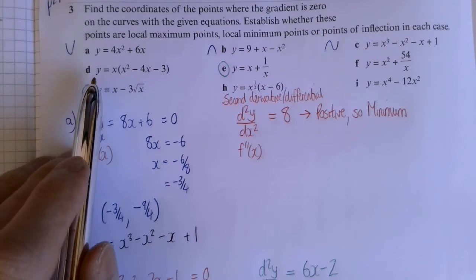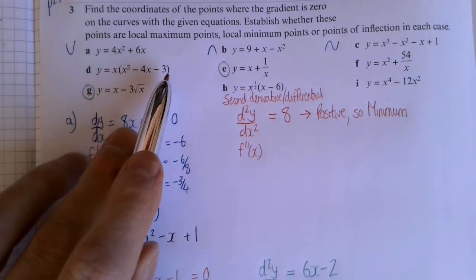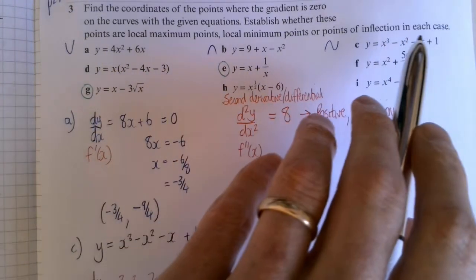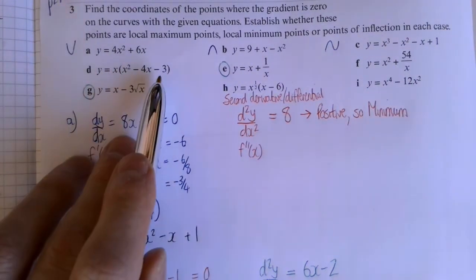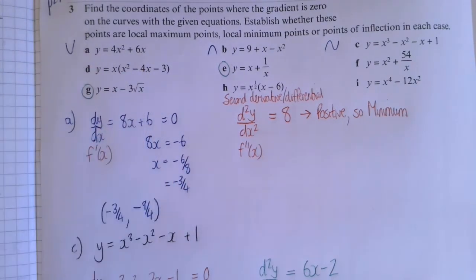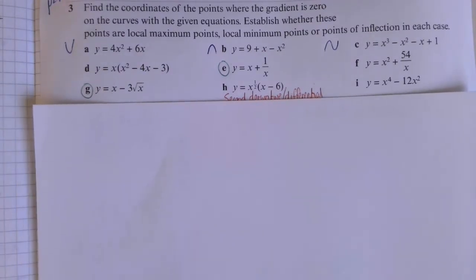Now you may choose to do D. Don't forget to multiply this out. Don't try and differentiate until you've got terms that are added or subtracted. So we would multiply that out. You'd get x cubed minus 4x squared minus 3x. So it's another cubic. You'd get two turning points, and you could use the process to work out whether they are maxima or minima. I'm going to move on though to a couple of more interesting questions.